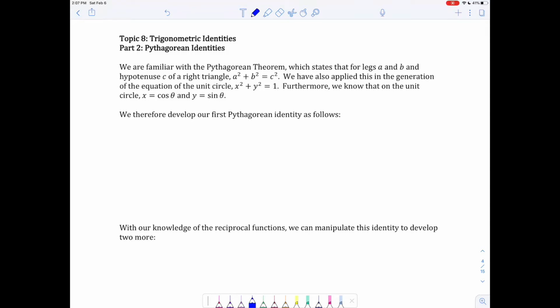These are based on the unit circle, which states that x squared plus y squared equals 1. But we also know that on the unit circle, x is equal to cosine theta and y is equal to sine theta. So when developing our first Pythagorean identity, we start with that unit circle.